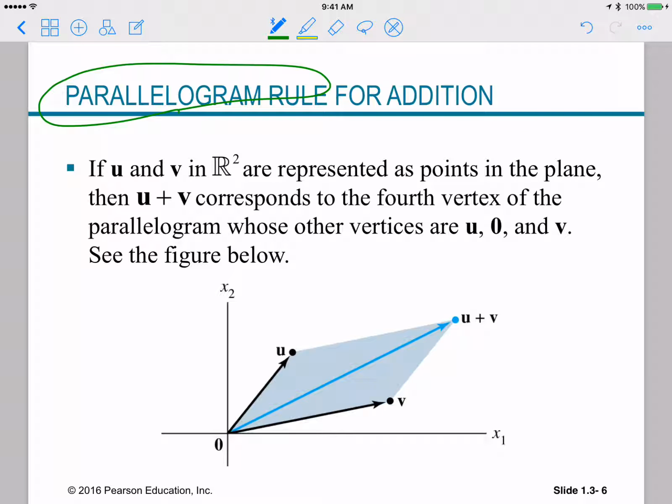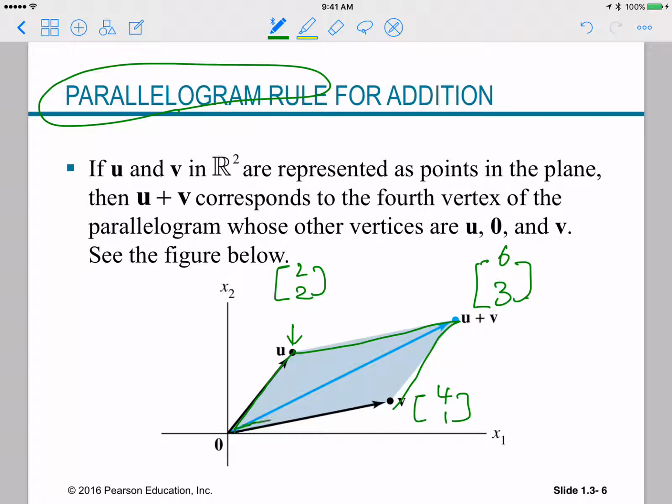Then the parallelogram rule, you guys know that, right? If we add two vectors, suppose this one was (2, 2) and this one is (4, 1), then as you answered, u plus v is (6, 3). But geometrically, we think of this parallelogram. Starting from the origin, we have u and v as points, and we form the parallelogram, and the fourth vertex of the parallelogram corresponds to the addition of the two vectors and their point.